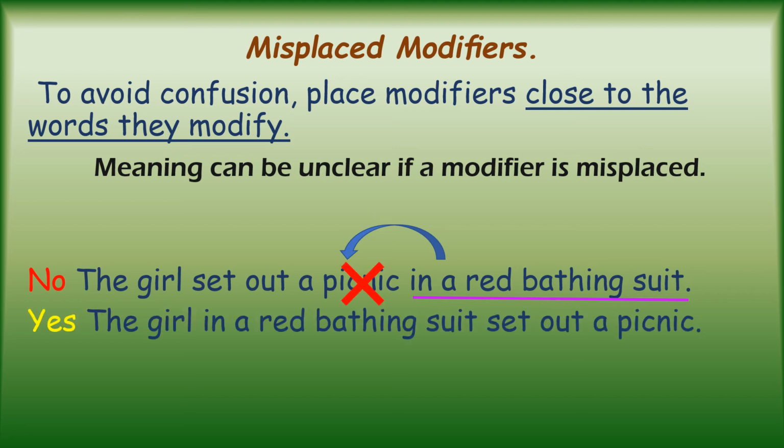No, wrong. Here, the girl in a red bathing suit set out a picnic. Where is the prepositional phrase? Exactly, in a red bathing suit, and it comes close to the word it modifies, the girl. Now it makes sense, yes. A girl in a red bathing suit. The girl in a red bathing suit. So modifiers should be close to the words they modify.